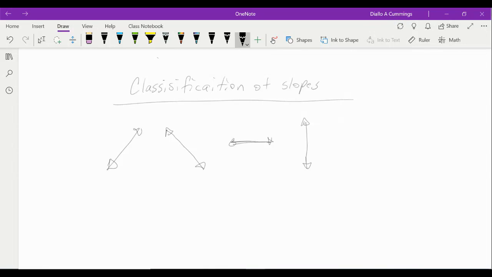So if we take a look at this first example, we're reading the graph from left to right, and notice that the graph goes up. So this particular graph is going to have a positive slope. If we take a look at the second graph, as we read it from left to right, this slope descends or goes down. So we're going to have a negative slope. For any horizontal line, those lines have a 0 slope. And for our vertical, straight up and down lines, those slopes are undefined.